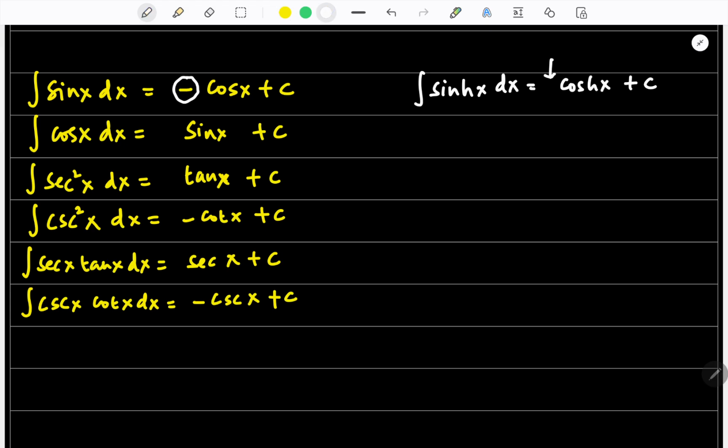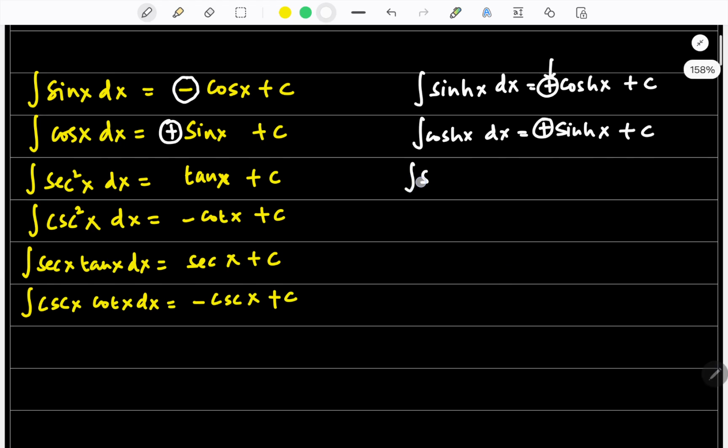Now let's go with hyperbolic functions. The integral of cosh x dx is just sinh x plus integrating constant c. Look here, there is a plus and there is a minus, but here both are plus. This is one point you need to remember. Actually, when you see the 6 formulas, 4 formulas are the same. Only 2 will be different. Let me tell you which ones are different.